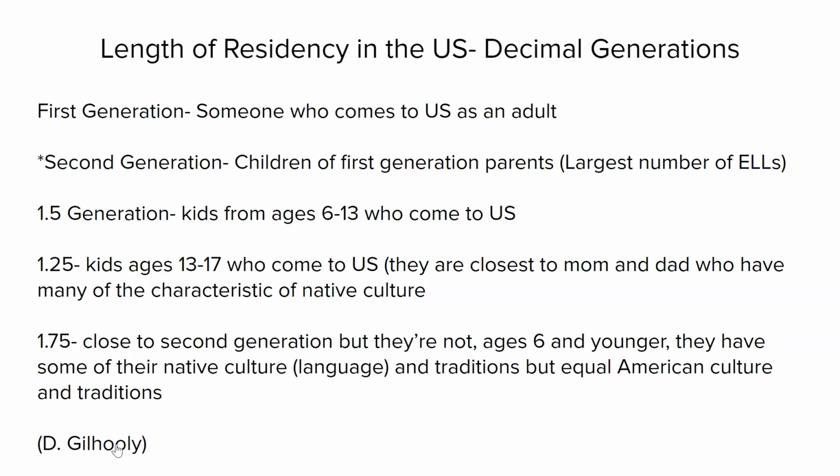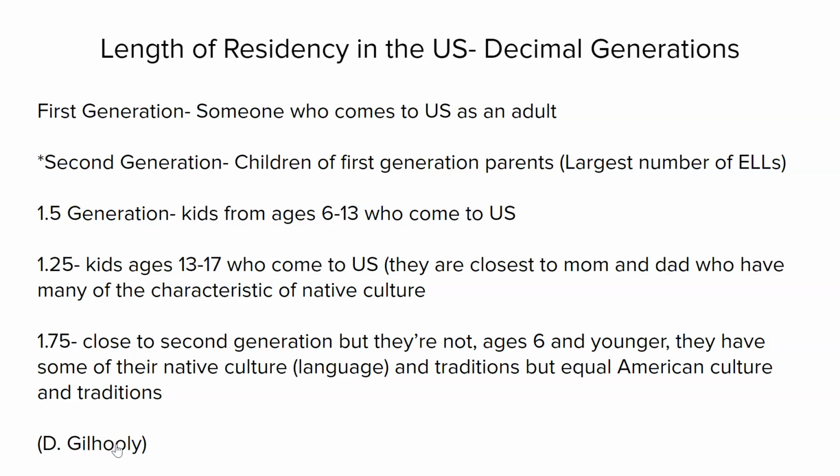Generation 1.5 are kids that are from age 6 to 13 who come to the US. So they have a little bit of their home culture and then they learn the culture here in the US. Generation 1.25 are kids that are from 13 to 17. So they have a lot of their home culture. They were exposed to it for 13 years and then they moved to the US. They are closest to their mom and dad as far as having their home cultural rituals, routines in place. They've been doing it for a long time.